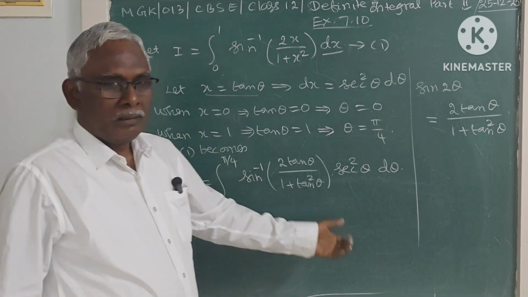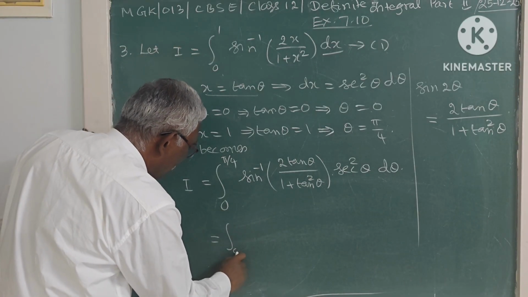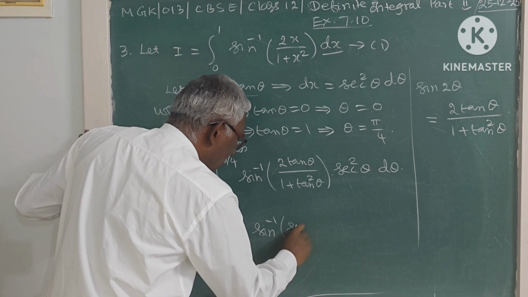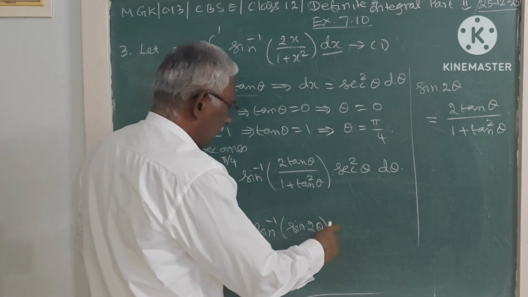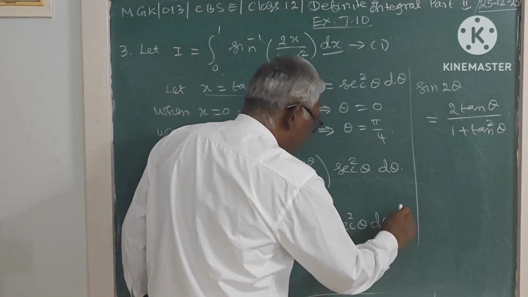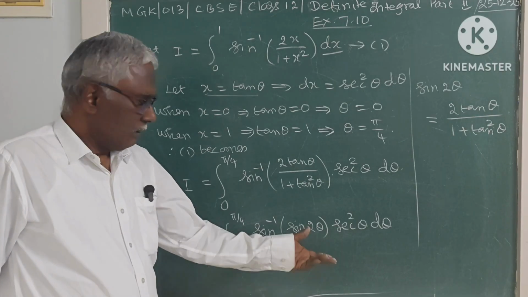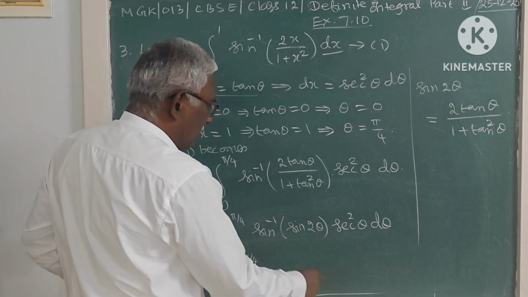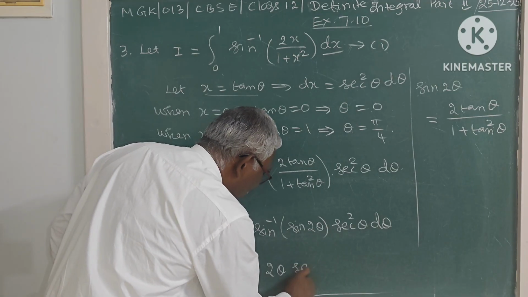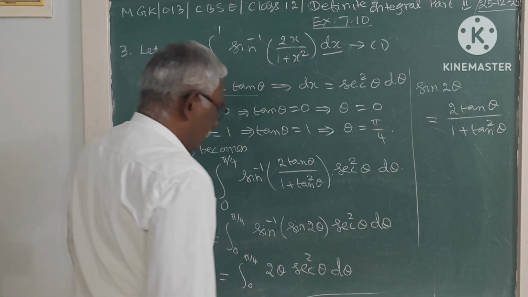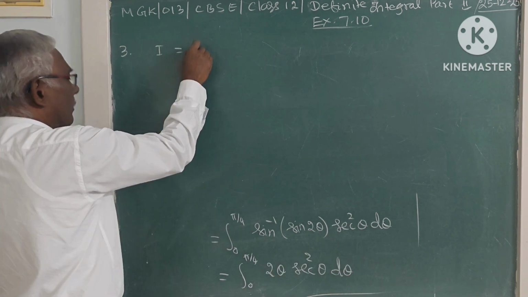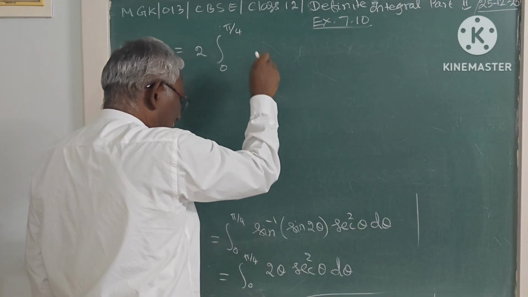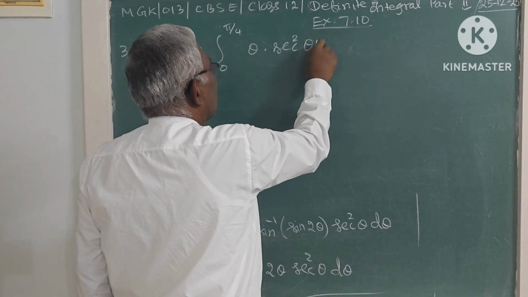Now we have written everything in terms of theta. So this is nothing but now 0 to pi by 4 sine inverse of, this is sine 2 theta, secant square theta d theta. Sine inverse of sine, so that becomes integral 0 to pi by 4 sine inverse of sine 2 theta is 2 theta only, into secant square theta d theta. Now we have to evaluate this integral. We will take 2 outside, integral 0 to pi by 4 theta secant square theta d theta.